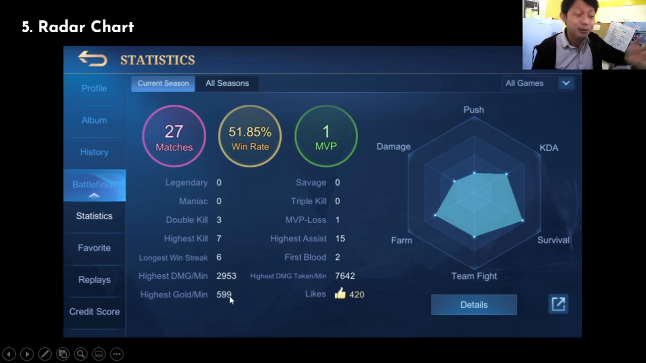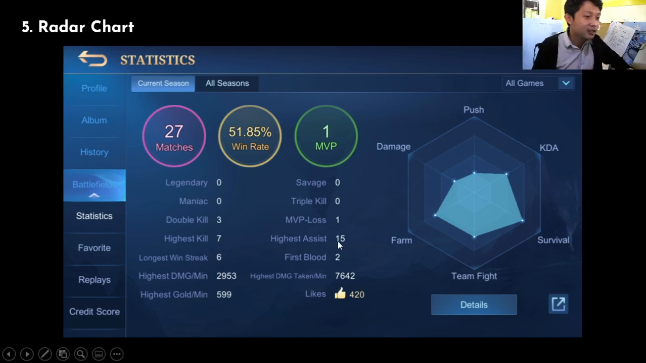So, I'm sure na mas mababa ito kasi sa inyo. Kasi hindi ako MM type, hindi naman ako assassin type. Halata naman sa stats ko, diba? So, the highest gold ko is 599. So, savage 0, Tito 2-0, MVP loss. Ibig sabihin nanalo ako, one time MVP ako. Dito sa season na to, ha.